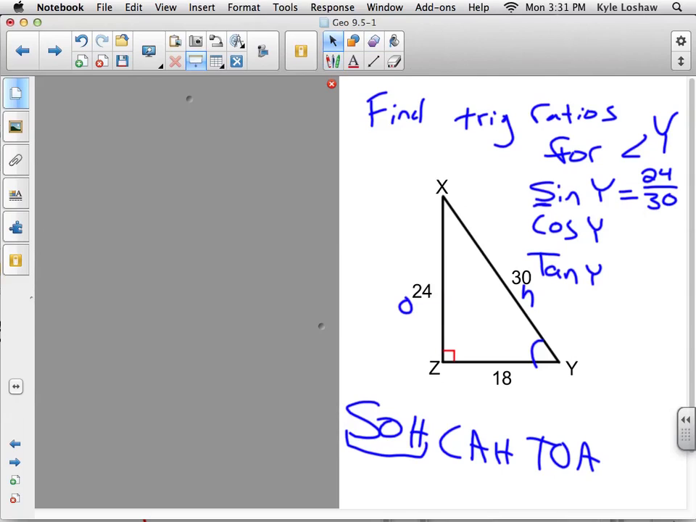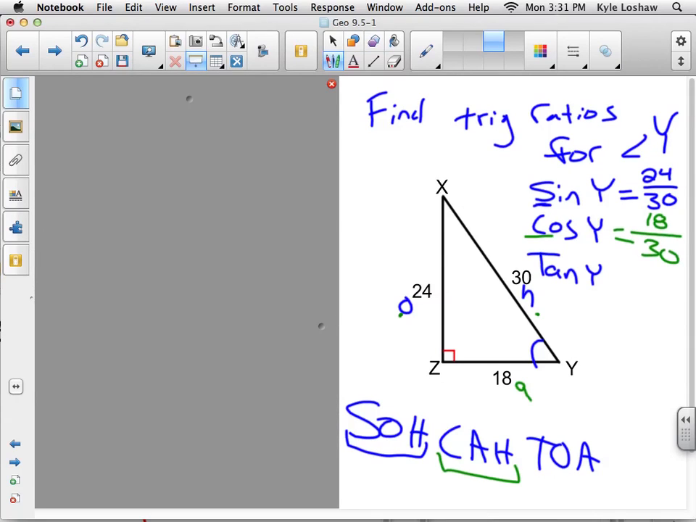Now the cosine. Cosine is CAH, adjacent. Since this is opposite and this is hypotenuse, this leaves this to be our adjacent side. So the cosine of Y is our adjacent side, 18, over our hypotenuse, which is 30. And lastly, our tangent of Y, TOA, is opposite over adjacent.